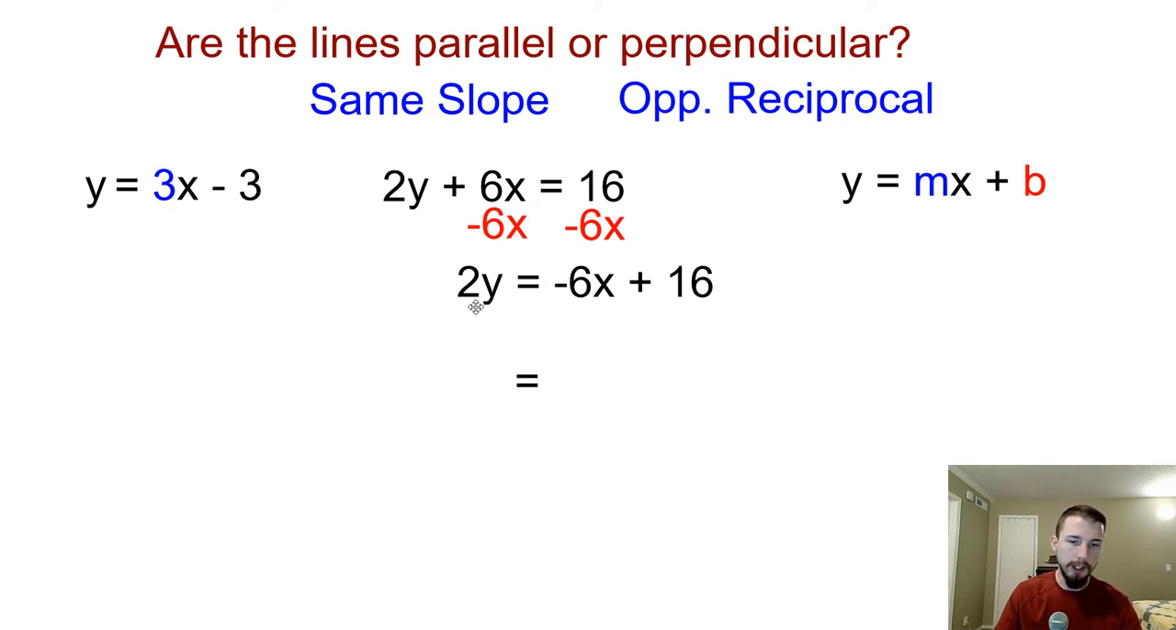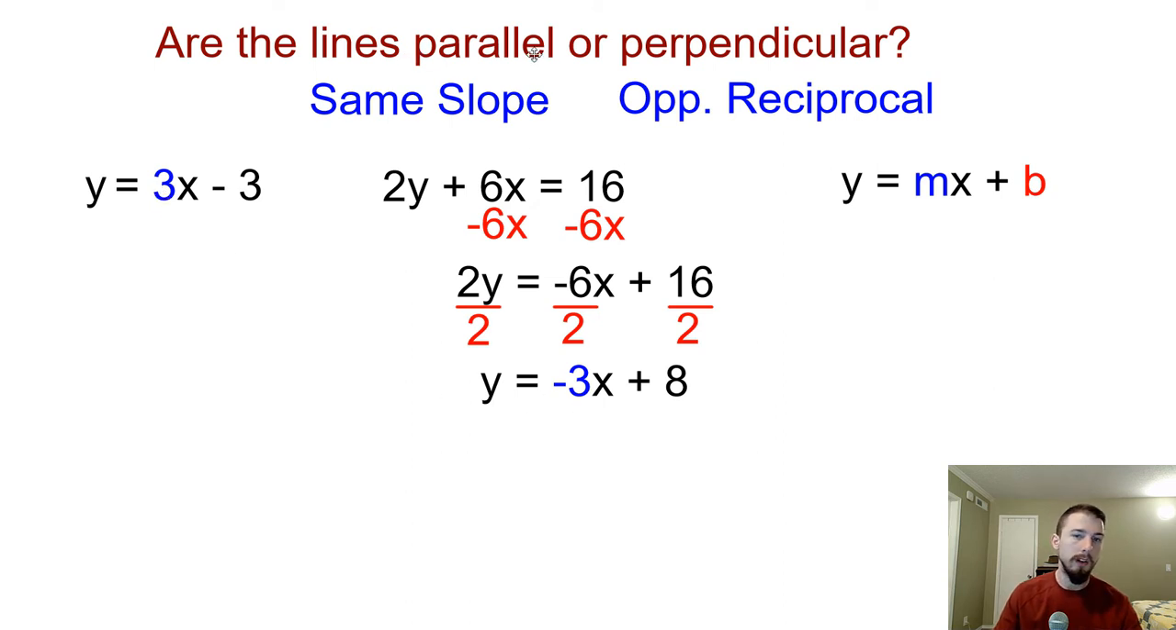All right, next thing I've got to do is get rid of this times 2. So I'm going to divide all the terms by 2. When I do that, I get y is equal to negative 6 divided by 2, which is negative 3x, and then plus 8. It's going to be the last part. So now that this is in the y is equal to mx plus b format, the negative 3 is my slope. So I have positive 3 and negative 3.